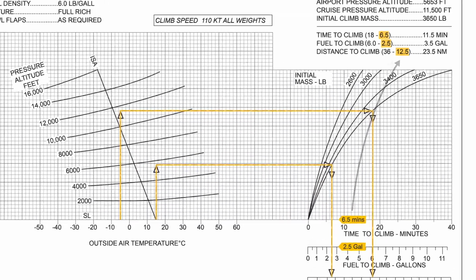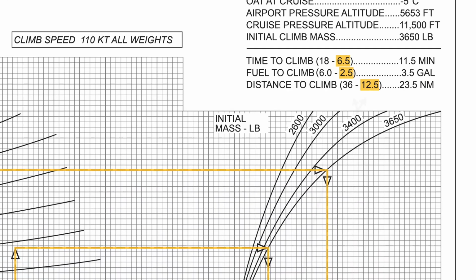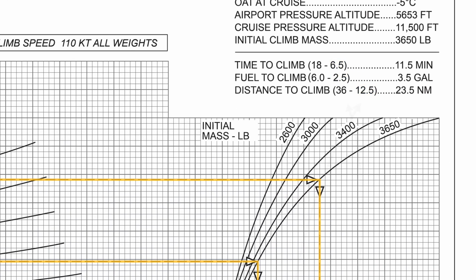Subtract the lesser values of the lower altitude from that of the greater values at the higher cruise altitude to obtain the time to climb of 11.5 minutes, the fuel used to climb 3.5 gallons, and the air distance travelled in the climb, 23.5 nautical miles.